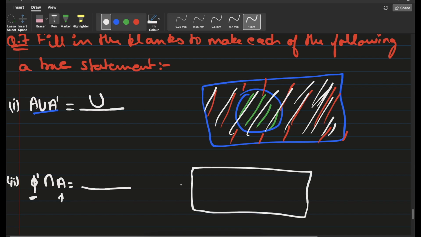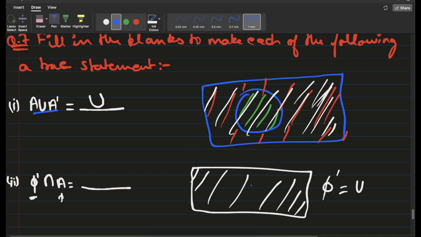Suppose this is our universal set. Now phi contains no element. So what is phi complement? That we are removing no elements from universal set. So phi complement would be this whole area of our universal set. And what is A? A is a little part of this universal set. So what would be the intersection part? A only, right? A is common to both A and universal set. So our answer would be A.